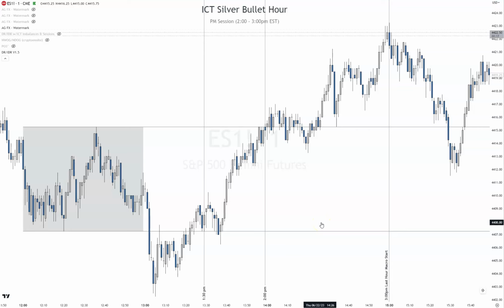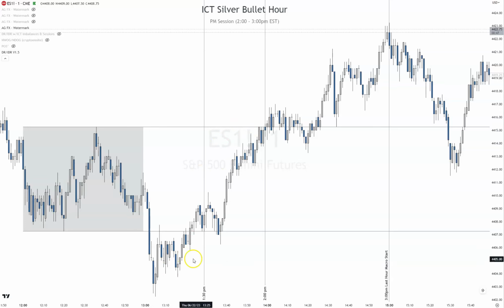Today I'm going to go over the ICT Silver Bullet and session liquidity that ICT talked about yesterday in his live stream, in his training session. He had the noon to 1:30 block of time. He also showed it from noon to 1, so it was a little confusing, but he had it blocked out, and then he would show that as a sweep of liquidity, and then he would target the top line, okay?